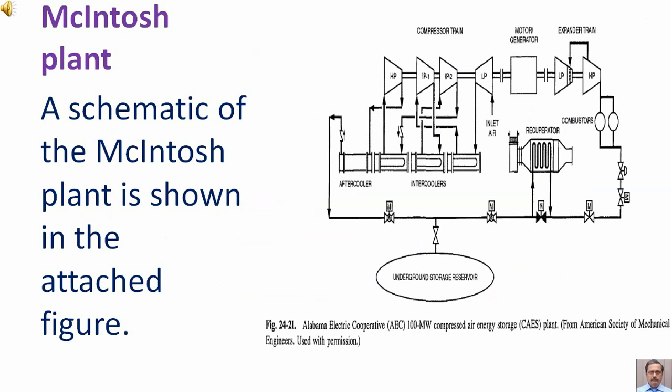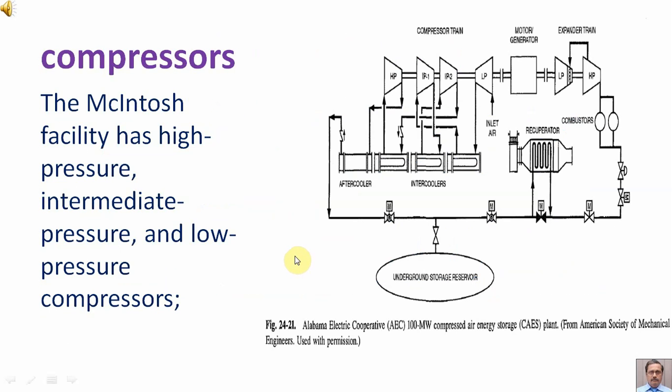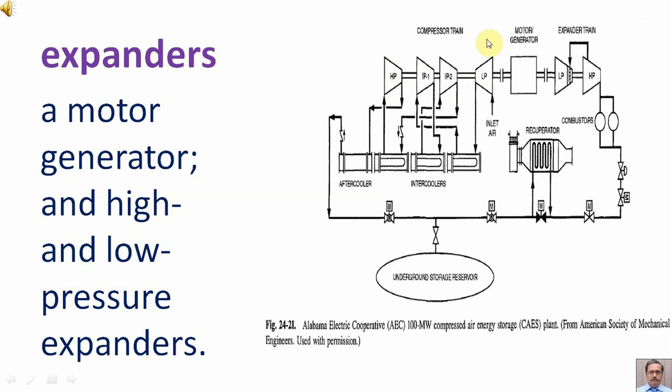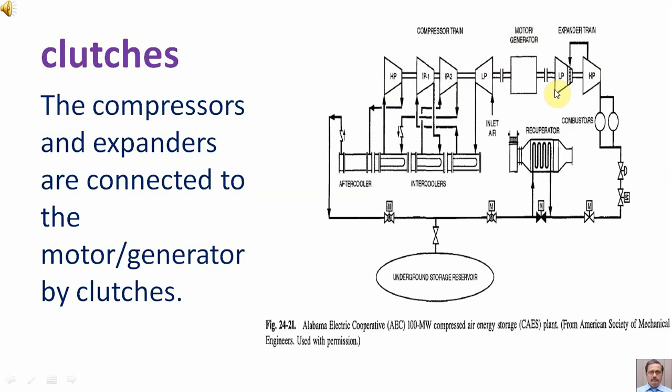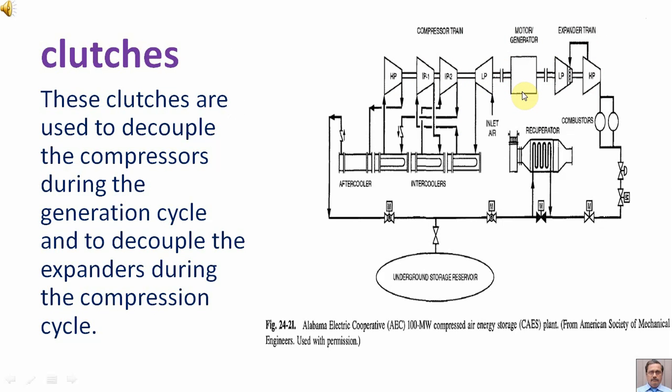A schematic of the McIntosh plant is shown in the attached figure. The McIntosh facility has high pressure, intermediate pressure, and low pressure compressors, a motor generator, and high and low pressure expanders. Clutches: the compressors and expanders are connected to the motor generator by clutches. These clutches are used to decouple the compressors during the generation cycle and to decouple the expanders during the compression cycle.